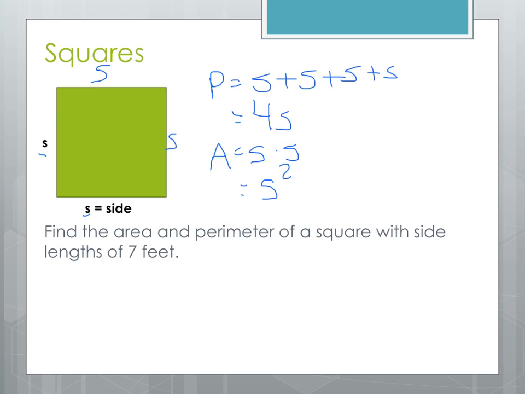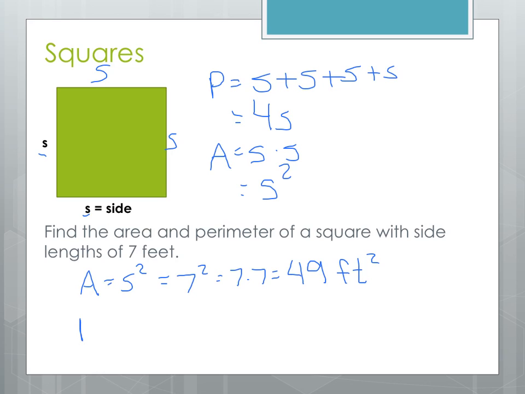So we need to find the area and the perimeter of a square now with side lengths of 7 feet. So all the sides are going to be 7 feet long. So for the area, remember that formula is S squared. So we would plug in 7 for S, we get 7 squared, which is 7 times 7, or 49. Remember when we place our units, we're going to use square units for area, so this would be 49 feet squared.